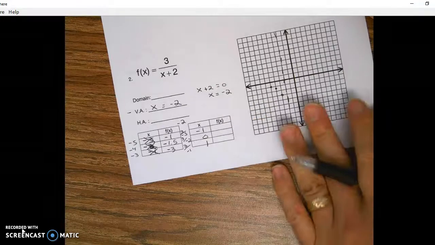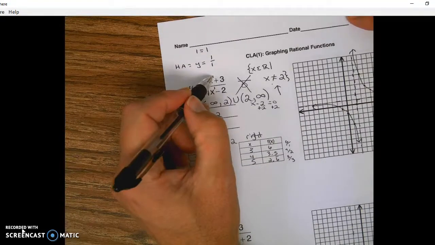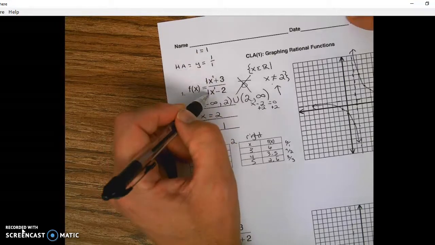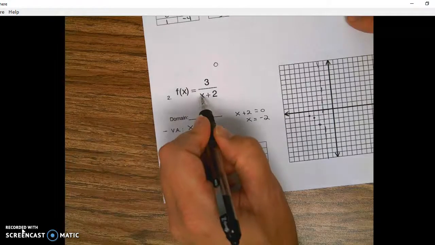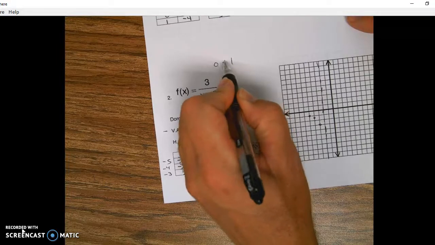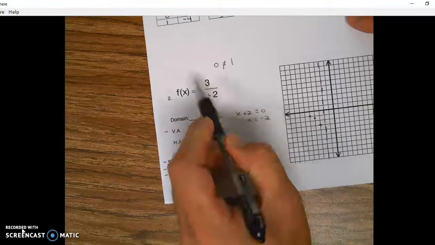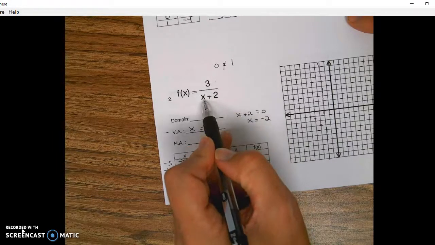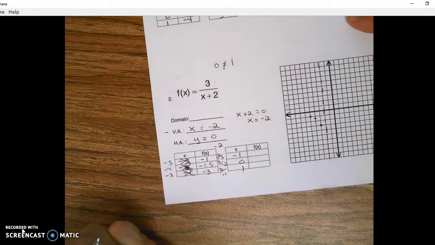Now, the horizontal asymptote. Recall, up here, this is something you're going to have to study. When the degrees are the same, 1 equals 1, you put the leading coefficient over the leading coefficient. Well, in this case, the degree of the numerator is 0. The degree of the bottom is 1. When the degree of the numerator is less, because this would be x to the 0 power if I put in an x, less than the degree of the denominator, your horizontal asymptote will always be y equals 0.